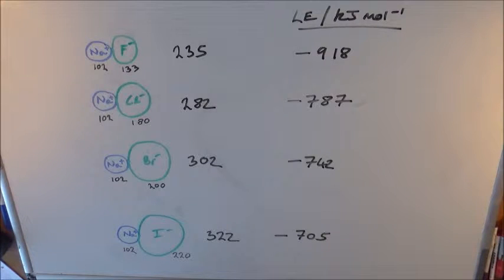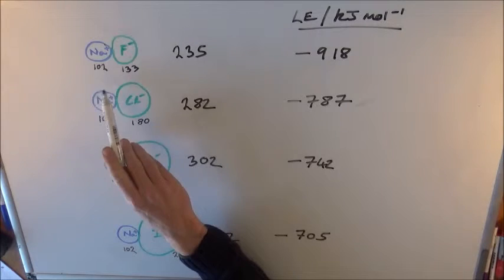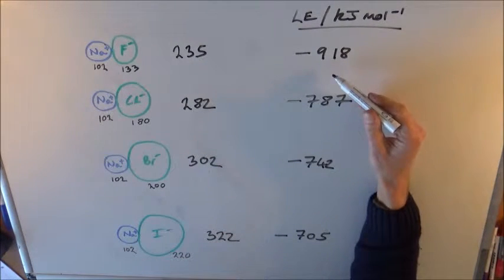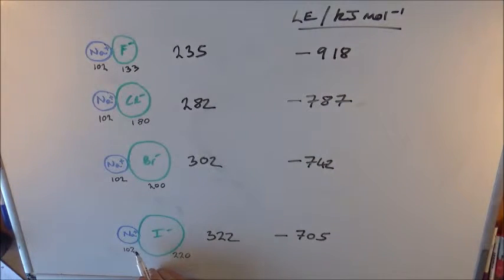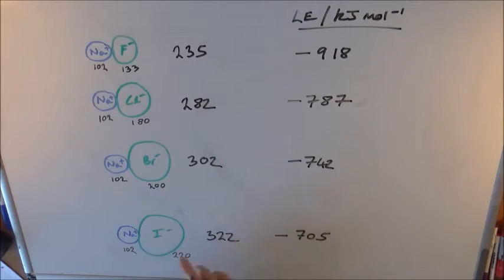Going in the other direction, if I wanted to break apart a mole of sodium fluoride from the ionic lattice to make the gaseous ions, I would have to put in plus 918 kilojoules per mole. Whereas if I wanted to break apart a mole of sodium iodide, I would have to put less energy in, it would be plus 705, because the attractive forces between the ions are weaker. And we attribute this to the distance between the ions because the charges themselves are still 1 plus and 1 minus.